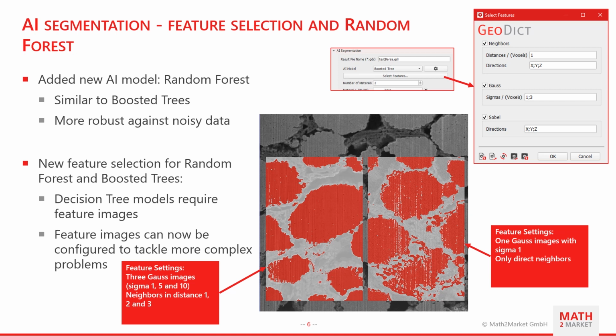And you can see on the right bottom, there is this gray value image with the two computed previews on top. On the left side, we have the features configured to compute 3 Gauss images, one with a sigma of 1, one with a sigma of 5, and one with a sigma of 10. And the neighbor voxels of each voxel at a distance of 1, 2, and 3 voxels are used too. Compared to this, on the right side, we only use one Gauss image with a sigma of 1 and only the direct neighbors of a voxel.